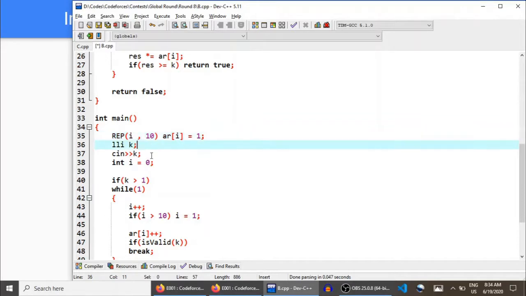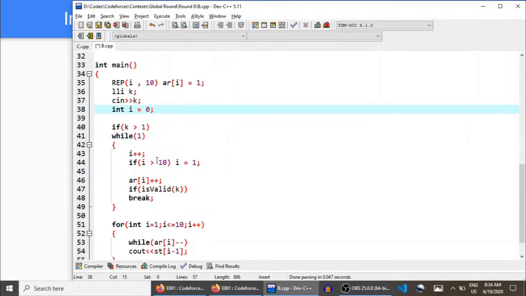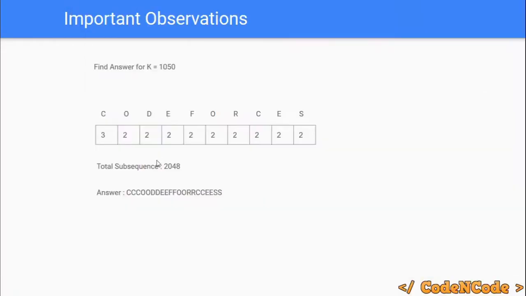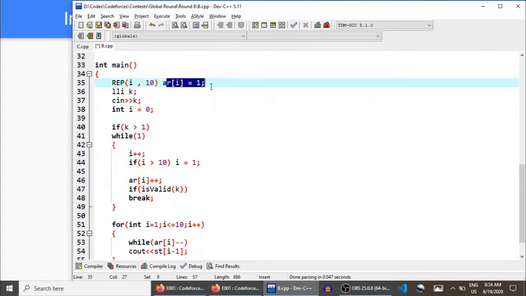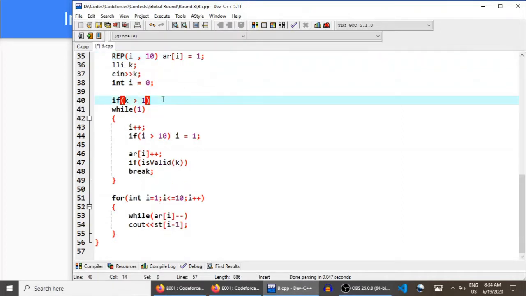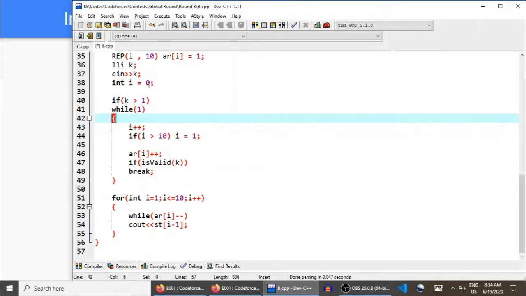Now this is K, reading K, initializing I to be 0. I will act as the pointer to the character which will be incremented next, right? So I have initialized I to be 0, and if k is equal to 1, then you do not have to increment any of the characters, because if you use 1 of each character, one Codeforces subsequence would be there. So if k is greater than 1, we would do this. What we are doing here, we are incrementing I. So I was initialized with 0, so I would be 1.